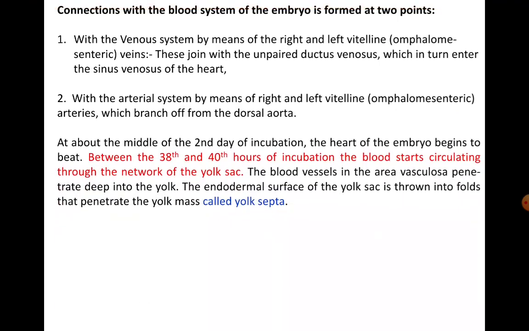Now, at about the middle of the second day of incubation, the heart of the embryo begins to beat, and between the 38th to 40th hours of incubation, the blood starts circulating through the network of the yolk sac. That is because through these omphalomesenteric arteries and veins, the blood vessels in the area vasculosa penetrate deep into the yolk, and the endodermal surface of this yolk sac is thrown into folds to penetrate the yolk mass, called yolk septa.